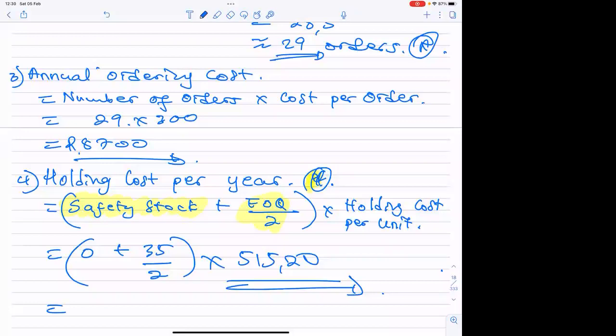The answer: 9,016 rand. Like this. Yes. All right. Questions, additions, subtractions? All right.